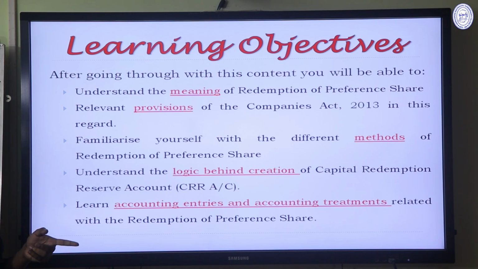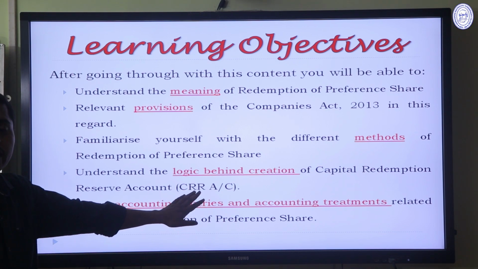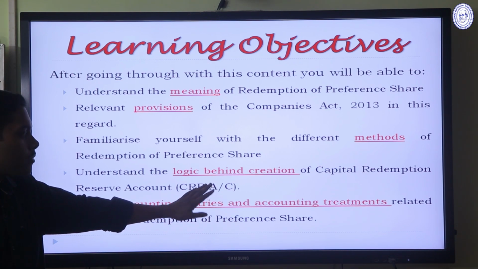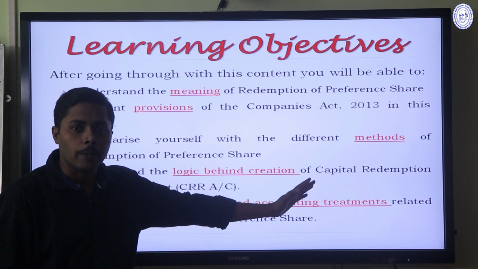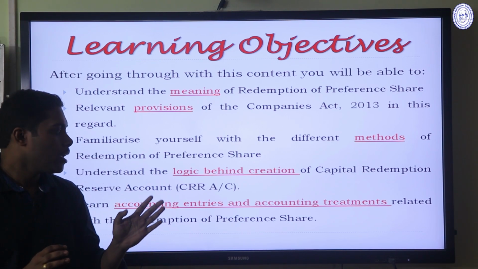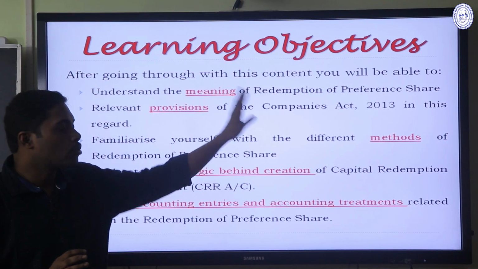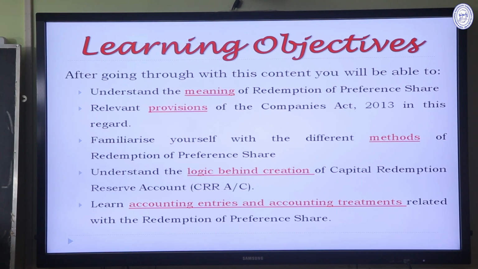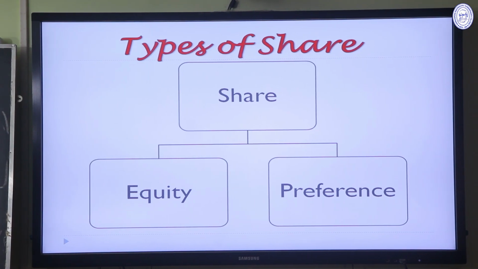And interestingly, you will learn the accounting entries which are relevant for redemption of preference share, along with the accounting treatment. That means at the end of our class, we will solve one problem based on redemption of preference share as per the Companies Act 2013. So, these are our basic learning objectives.